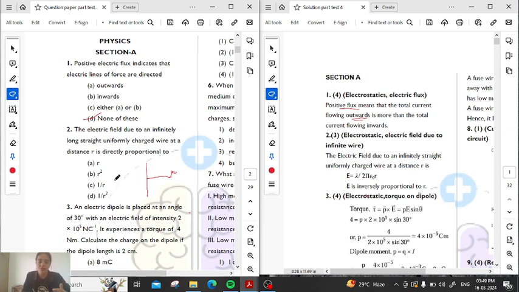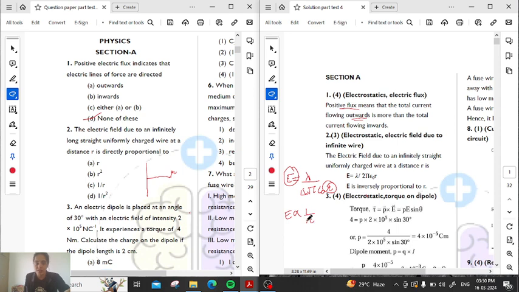So we can easily see the formula for the electric field due to this infinite wire. We can easily know the formula directly. We have a derivation also. So it is E equals lambda by 2 pi epsilon naught r. So you can easily see E and r are in a reciprocal relation. That means E is basically inversely proportional to r, that means E is proportional to 1 by r.